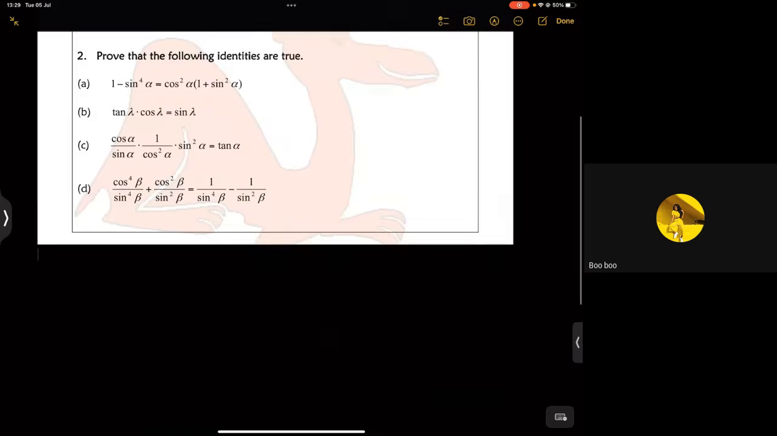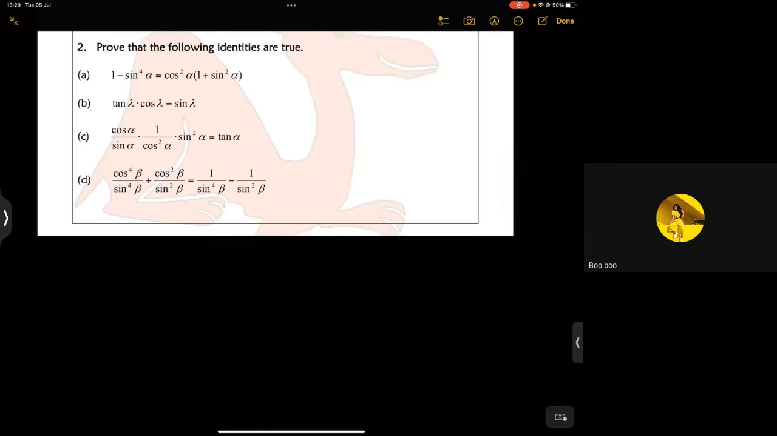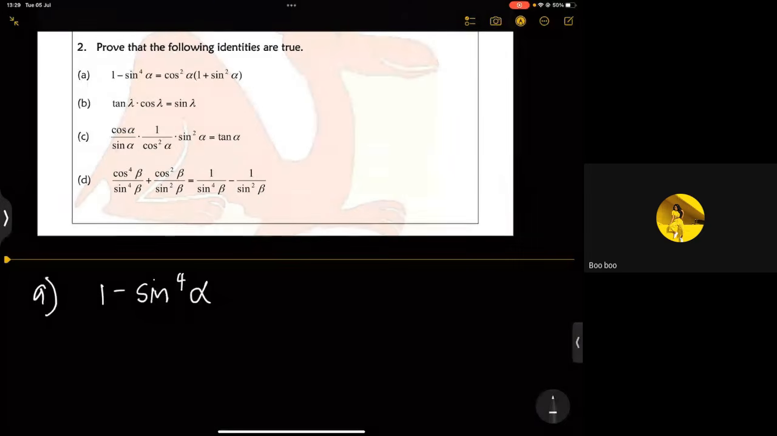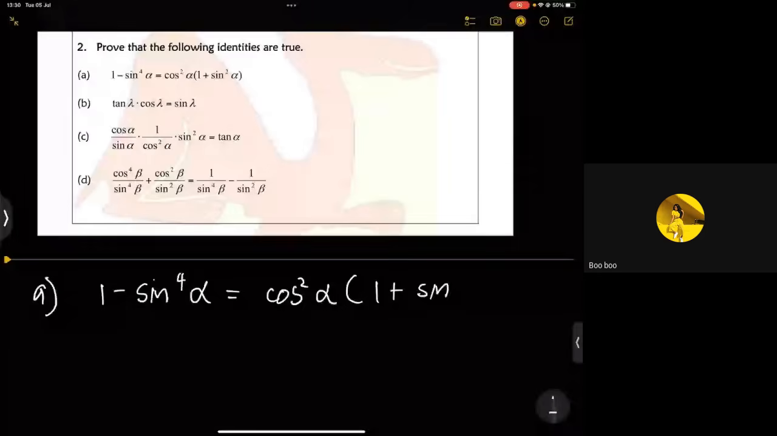Right, now, the second portion says prove the following identities are true. Prove that the following identities are true. So the first one, we've got 1 minus sine to the power 4 of alpha, which is equal to cos squared of alpha into 1 plus sine squared of alpha.